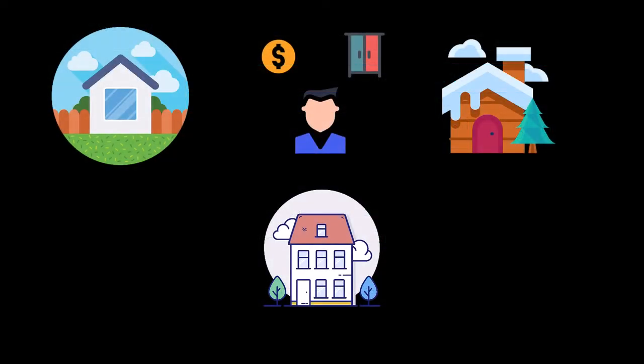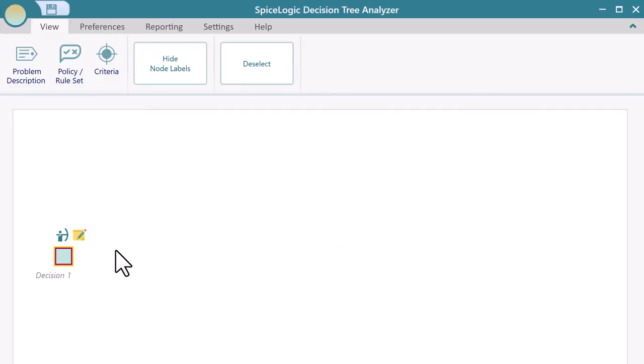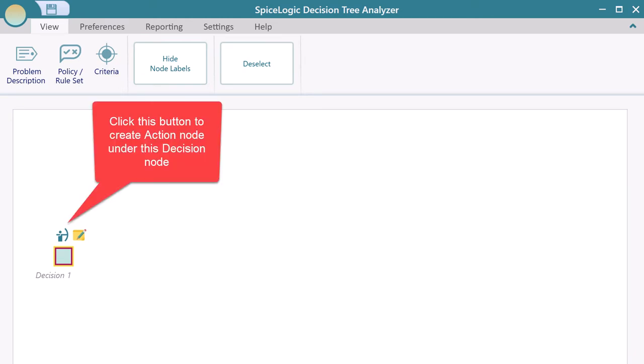Okay, let's model a decision tree where you are choosing a house based on various criteria. Let's model the decision tree first. Say you have three house options, so create three actions here.